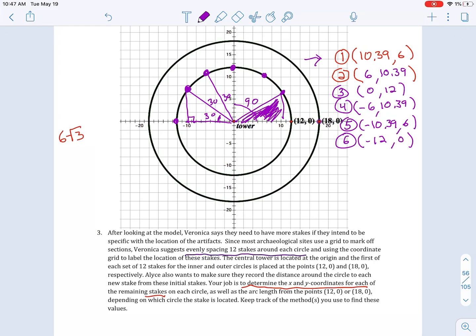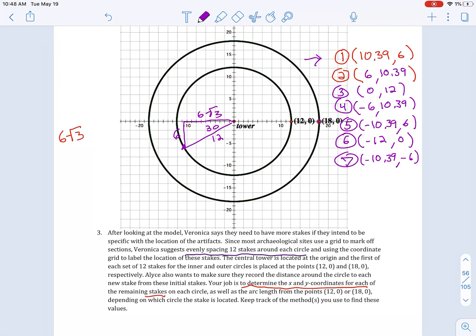So we're going to drop down. Let me erase some of this. We're going to drop down to here, and we know that this is going to be 30 degrees. And then we know this is through here. The radius is always 12. The short leg is 6, and the other one is 6 times the square root of 3. So what is stake 7? Stake 7 is 10.39 to the left and 6 down.